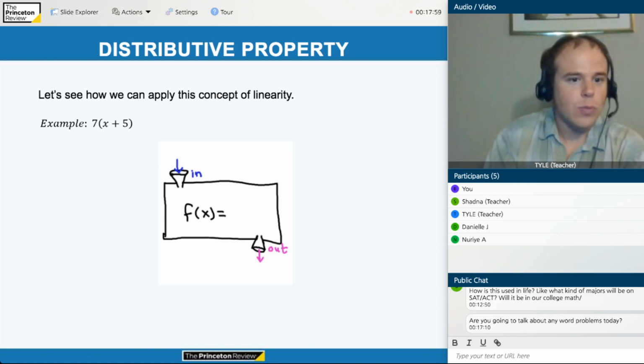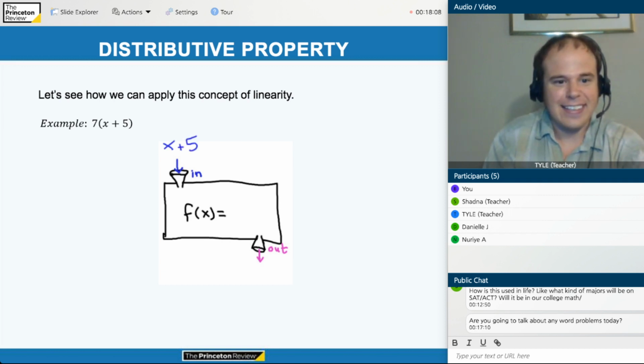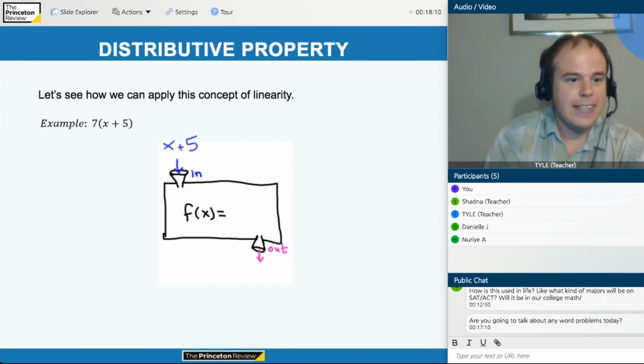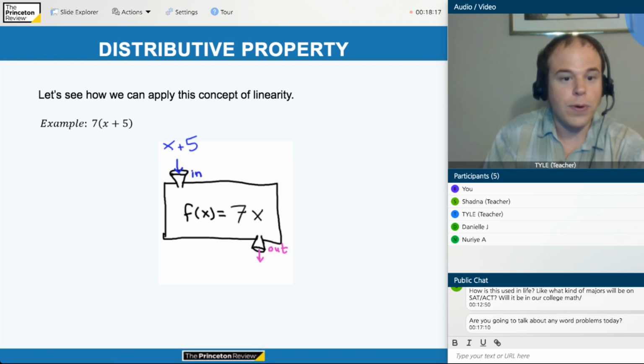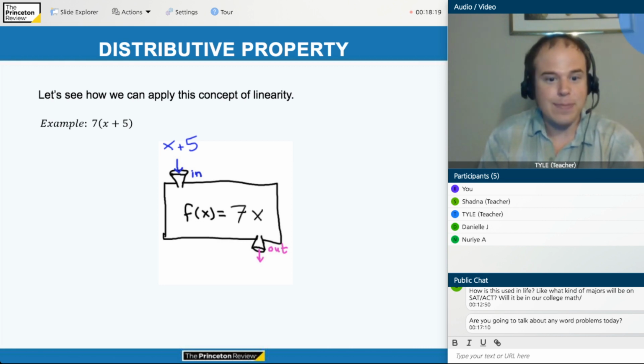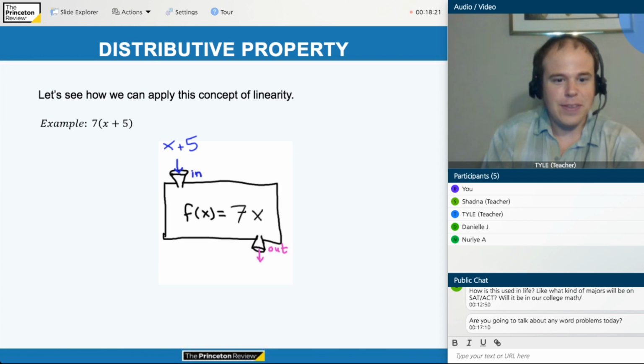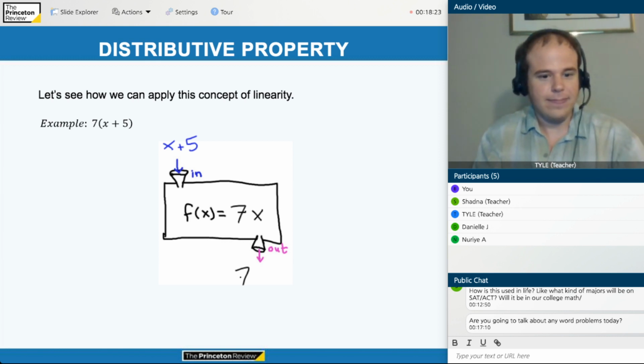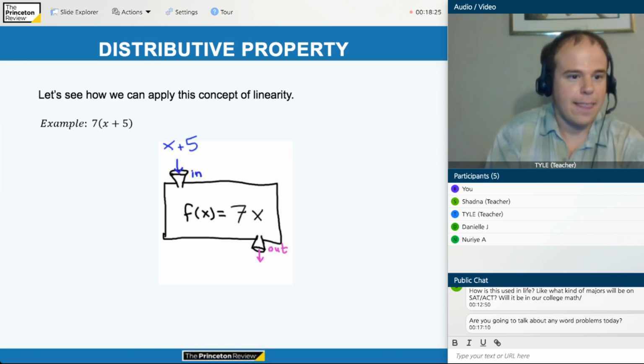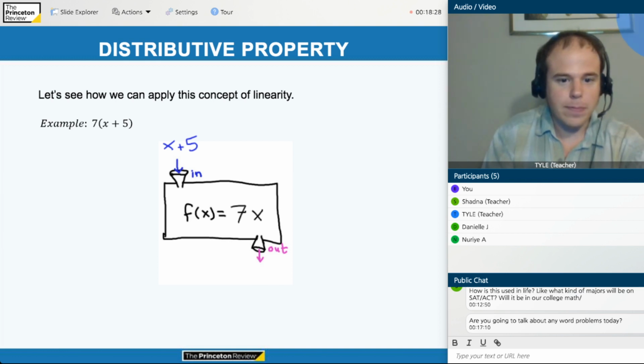So what are we putting in? We can think about this like we're putting in the value x plus 5, and we're applying to it this function that f of x equals 7x. So we're putting in x plus 5, and then the function says multiply it by 7. And so the output, I want to color code my output, will be 7 times x plus 5.